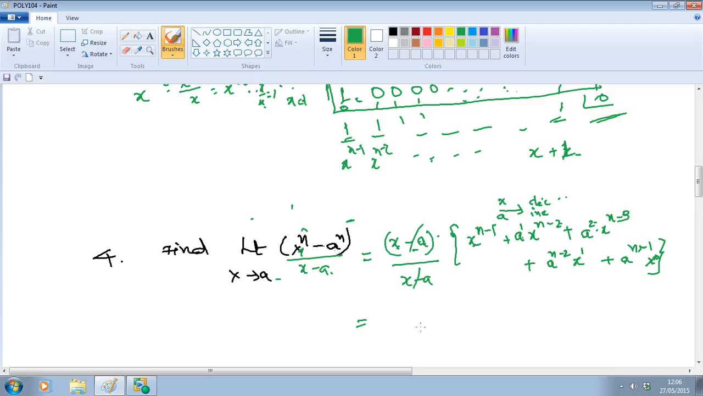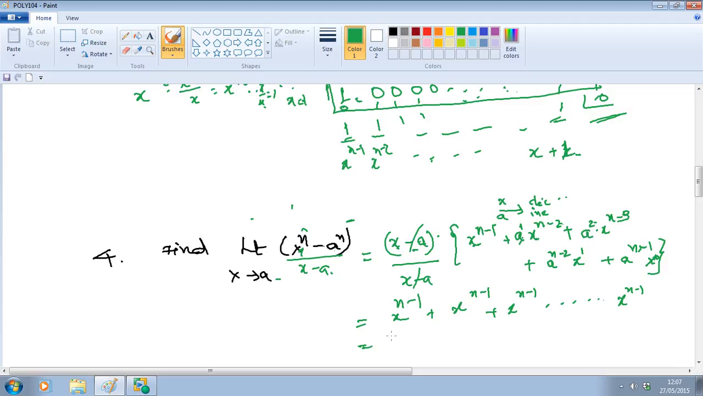This is now, you can take it as x to the power n minus 1 plus next, when x tends to a, you can take this as x to the power of 1 multiplied by x to the power of n minus 1. So each factor will become x to the power n minus 1. A also we can replace by x. That is the answer. So how many times are you writing this?